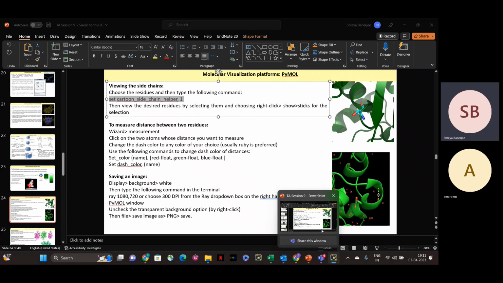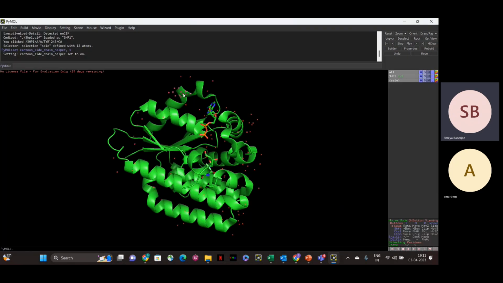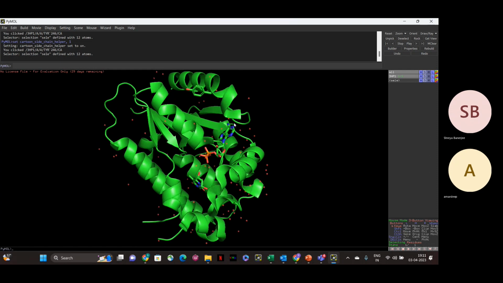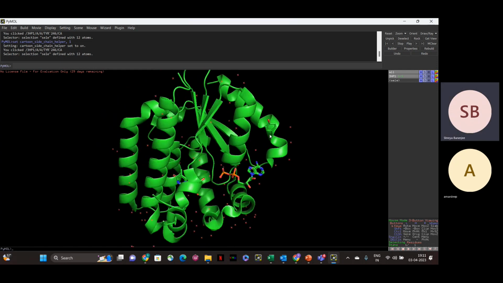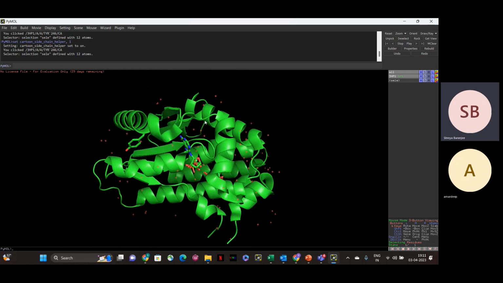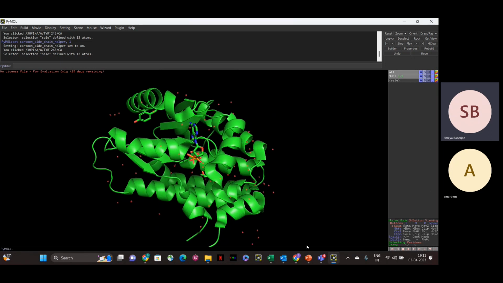you can view the residue by right click, show. So you click on the residue that you want to see and you right click and then show. And once you go to show, you select sticks. So you can see this is a tyrosine residue, because you're seeing the side chain of the tyrosine residue. Tyrosine is a phenyl ring with an OH at the para position. So here the side chain of the tyrosine residue is clearly visible.